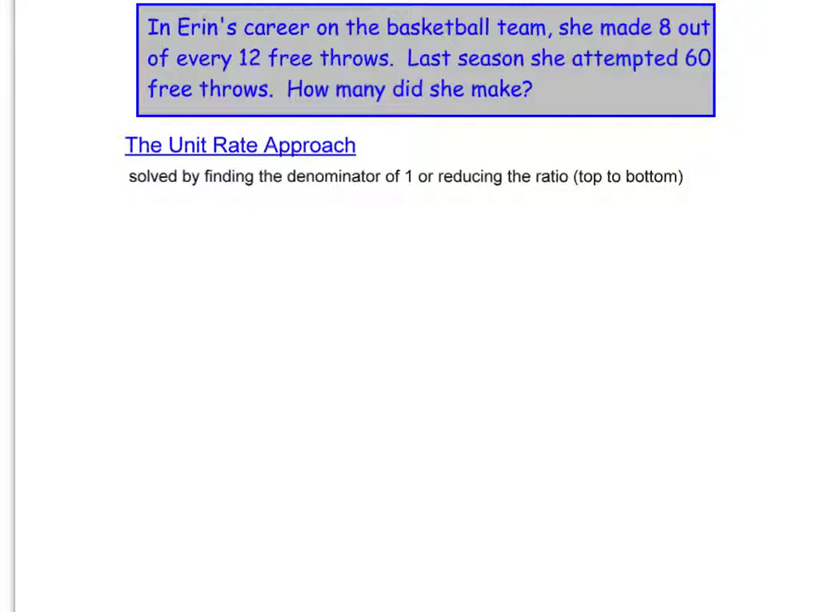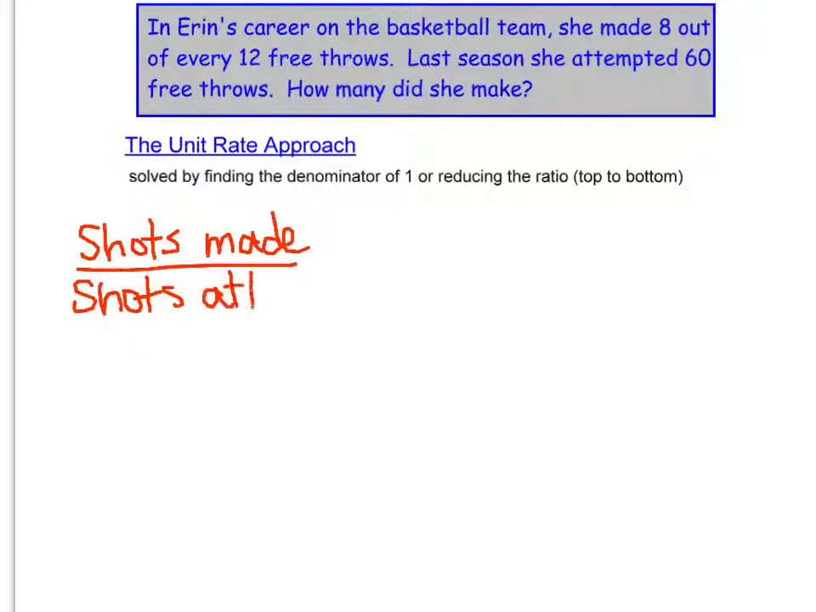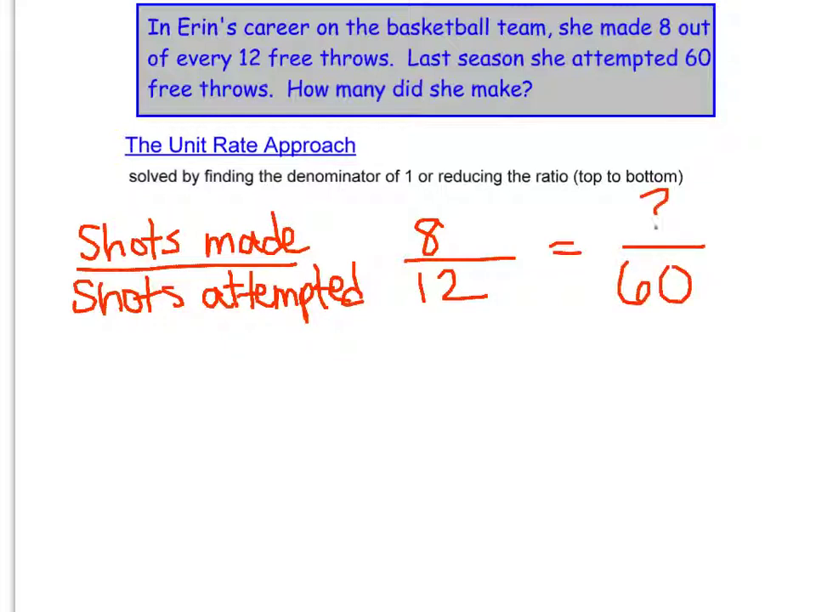Here's what we first need to do. We need to set up our first ratio and understand what we are comparing. We are comparing shots made, so I'm going to write it off to the side here: shots made to shots attempted. And now we're going to attach our numbers to them. So she made 8 shots out of every 12 that she attempted. And then if she attempted last season 60 shots, then how many did she make?